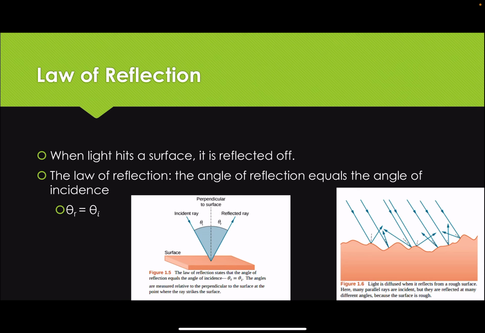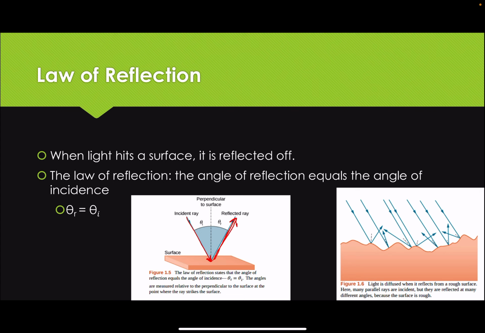And then when it hits a surface, it's going to be reflected off. And we have this law that is going to be very intuitive to you, but we need to know some of its properties. We need to know what it means as a definition. The angle of reflection equals the angle of incidence. As light comes in and hits a surface, it's going to reflect off at that same angle.